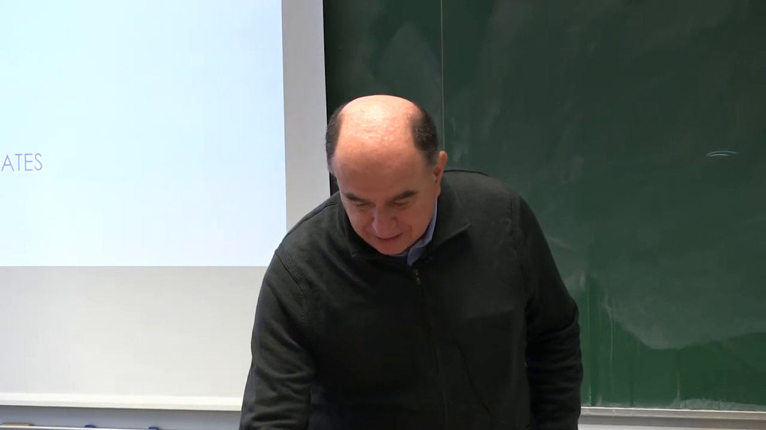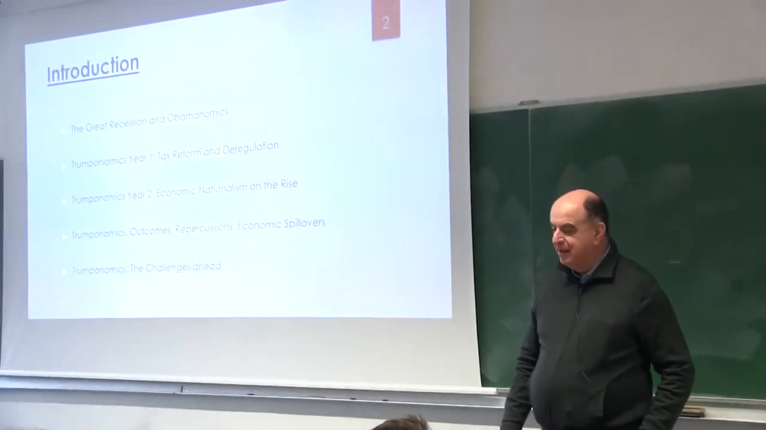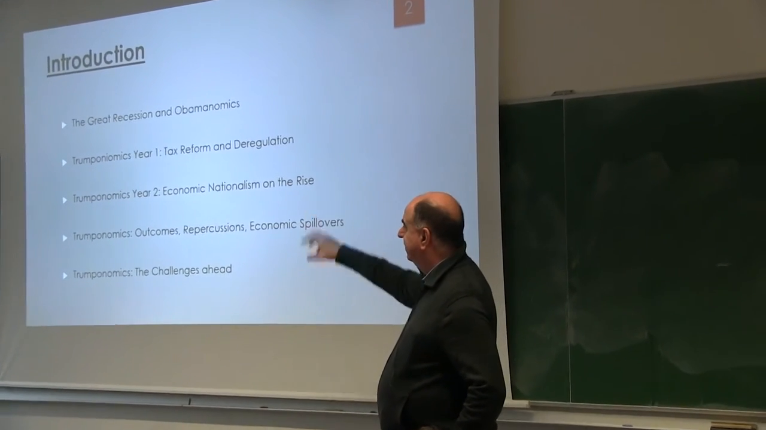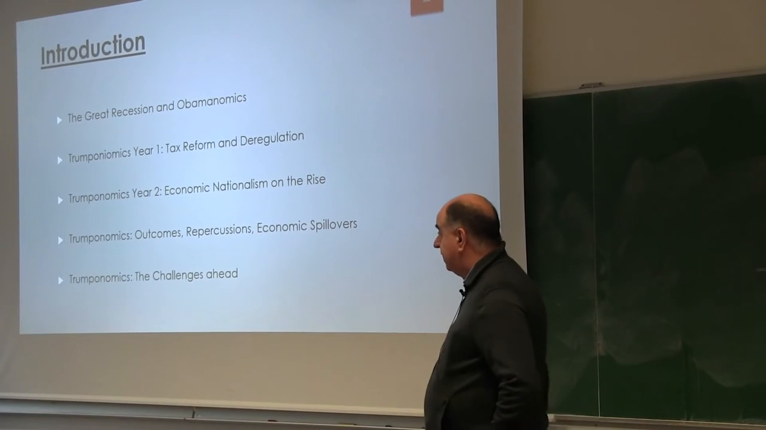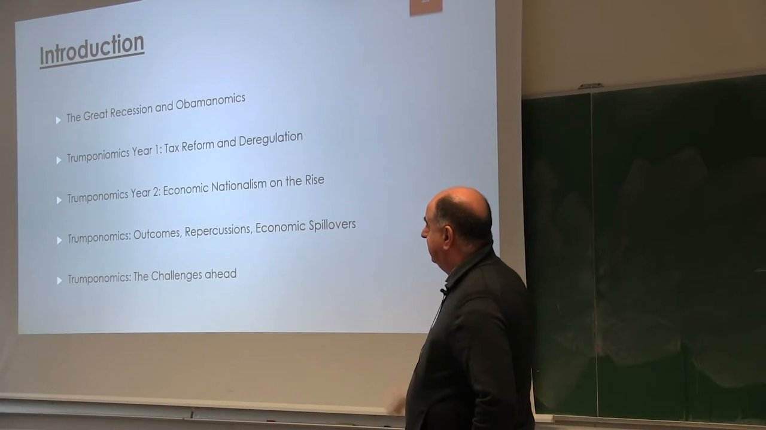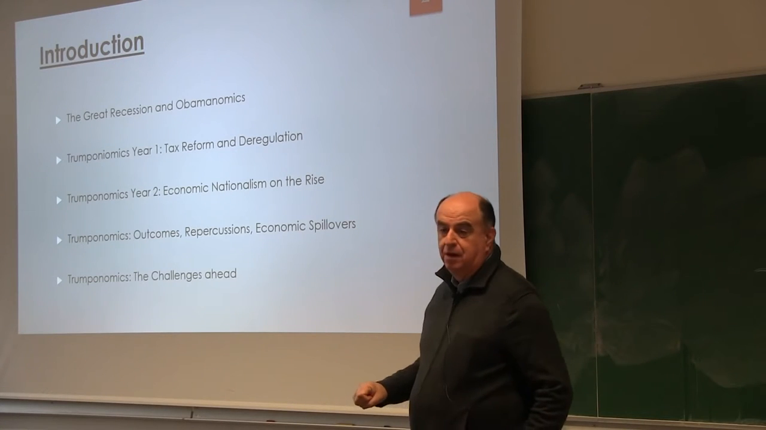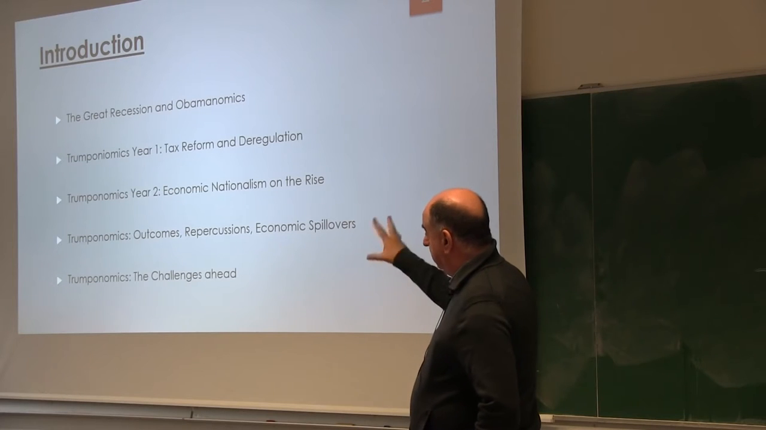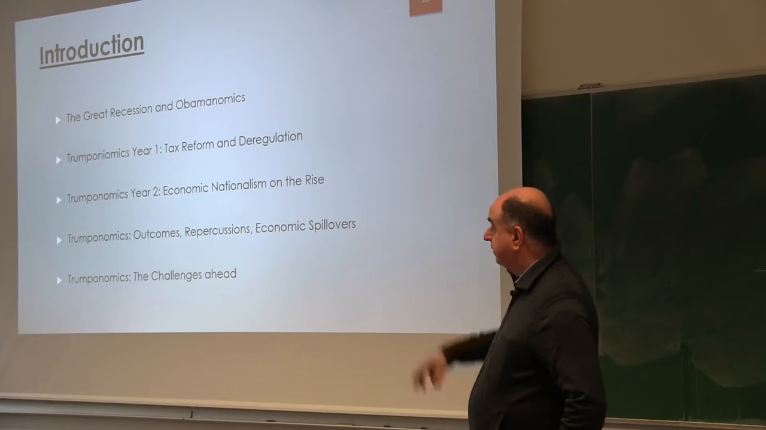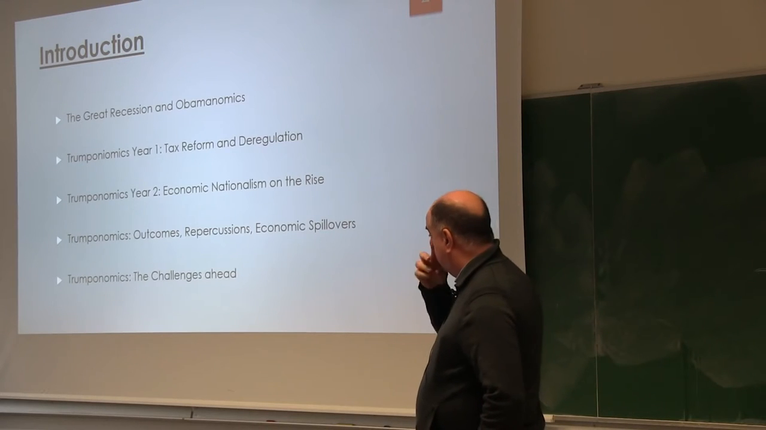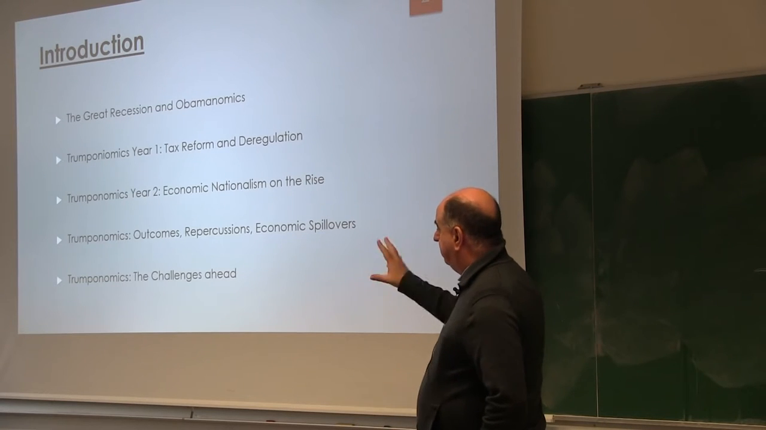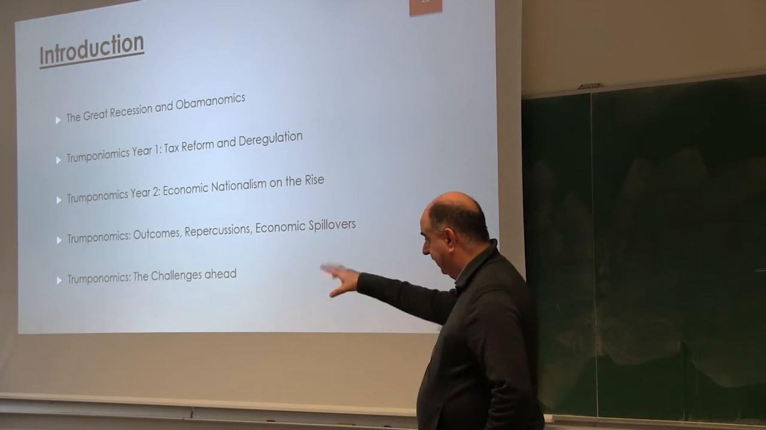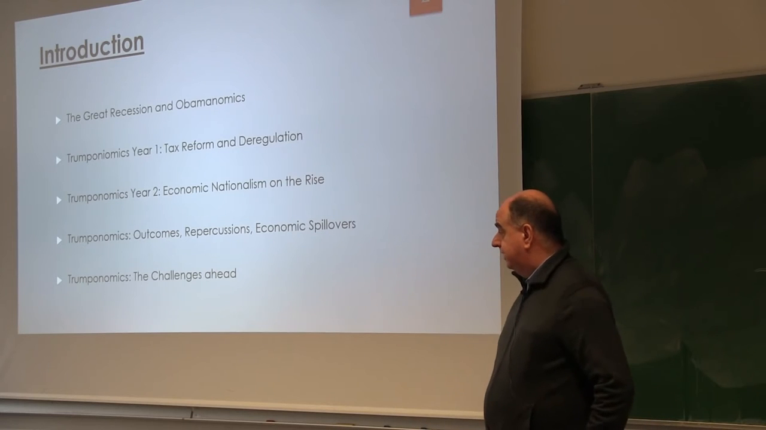So let's move on, because there is not much time. I have a lot of slides, so I have to be particularly well disciplined. The presentation is in five parts. You will not understand Trumponomics without starting with the Great Recession and what the economic policy of his predecessor, President Obama. So this will be the first part. The second, we will see what Trumponomics in year one, where most of the domestic policy agenda has been passed. After, we will see what happens in year two, that will be mostly on trade policies. And after, we'll see a little bit what we know in terms of outcomes, possible repercussions on the US and the global economy and the spillovers on the global economy. And after, the final part in the conclusions concern the challenges ahead.